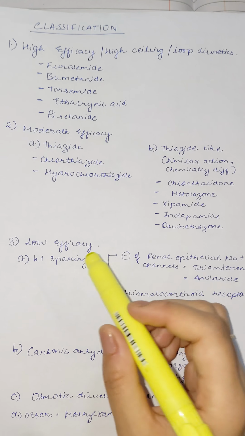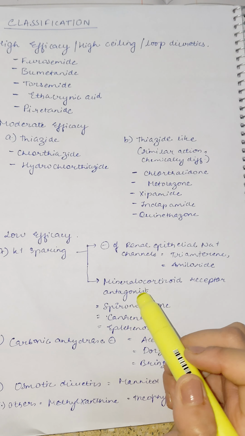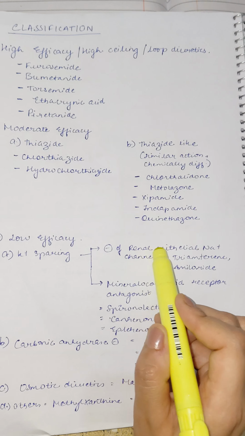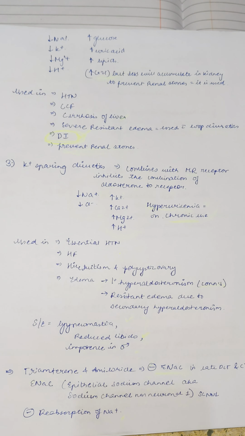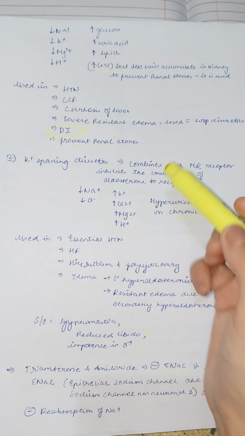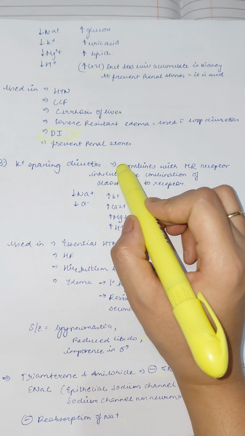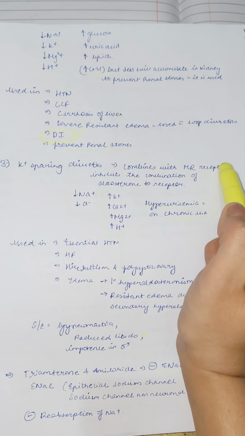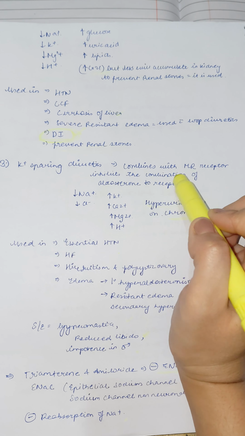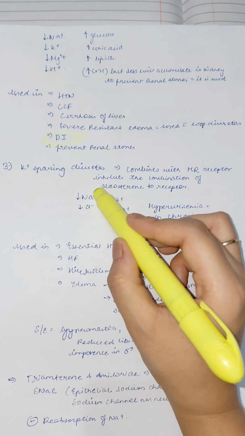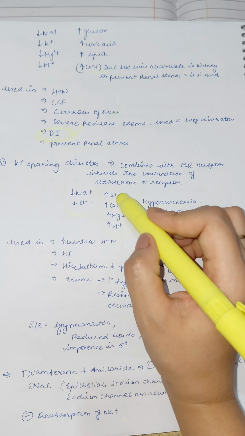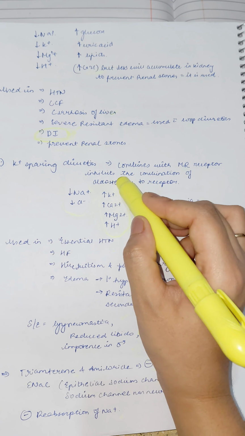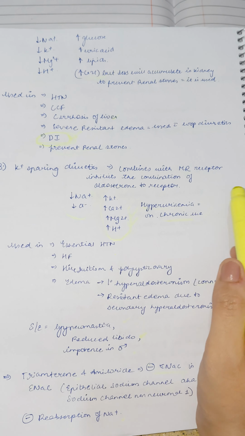We have earlier discussed that spironolactone has two roles. It will inhibit the ENaC channel and act as a mineralocorticoid receptor antagonist. So here it has two actions. First, it combines with the mineralocorticoid receptor and inhibits the combination of aldosterone to the receptor, which will decrease the absorption of sodium and calcium and increase the absorption of potassium, calcium, magnesium and hydrogen ion.